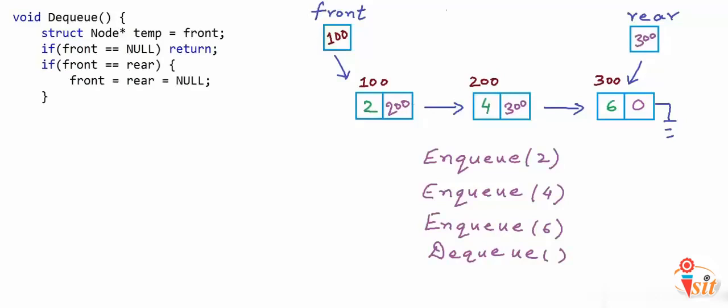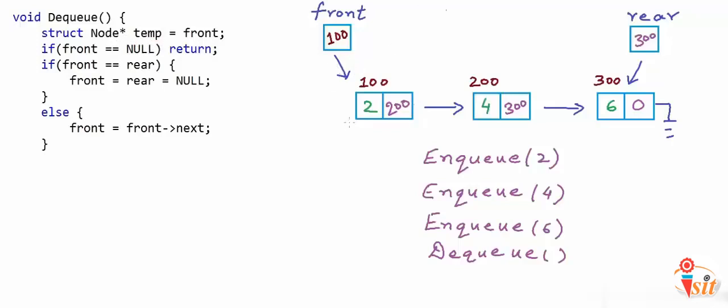In the case when front and rear are equal, we will simply set both front and rear as null. In all other cases we can simply make front point to the next node. So we will simply do front equal front dot next. But why have we used this temporary pointer to node? Why have I declared this temporary pointer to node in this code? Well, simply incrementing front will not be good enough.